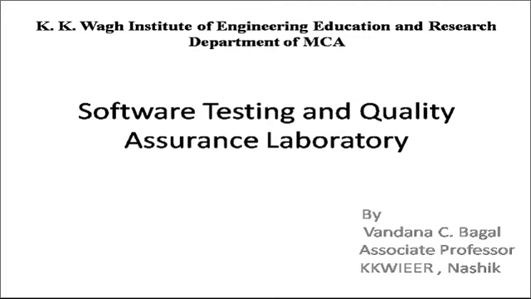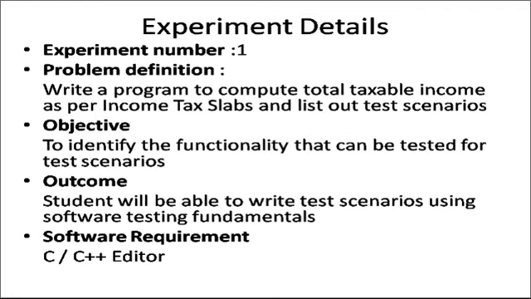Welcome to my channel. Today we are going to learn the experiment from the course Software Testing and Quality Assurance Laboratory. The first experiment of Software Testing and Quality Assurance Laboratory is to write a program to compute total taxable income as per income tax slab and list out the various test scenarios.